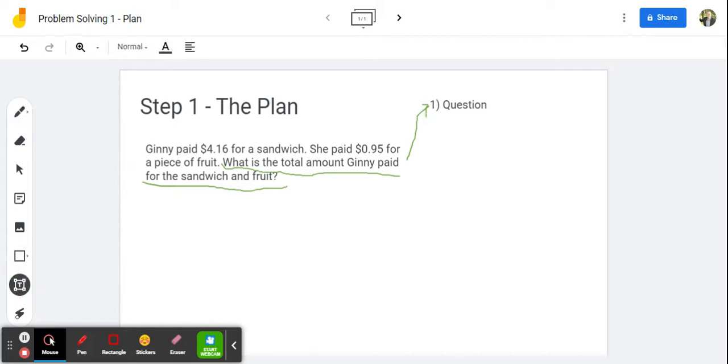Nice. Step two. Step two of making the plan. That's where we're going to look for our relevant information. So sometimes there's extra information that we don't need in a question. Relevant means it has to do with what it's asking us. So I'll pick another color. How about red? And if we know the question is, what is the total amount? We need to figure out what we're going to do. So it gives us two pieces of information, the price of a sandwich and the price of a piece of fruit. Those are both important. So let's circle those important things.